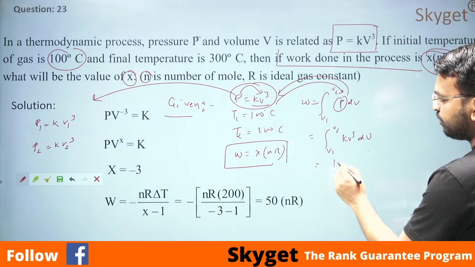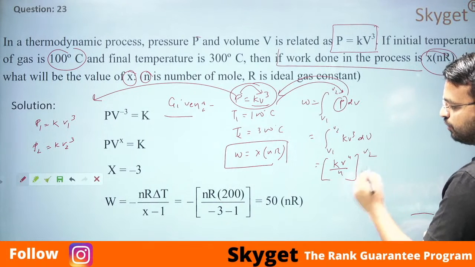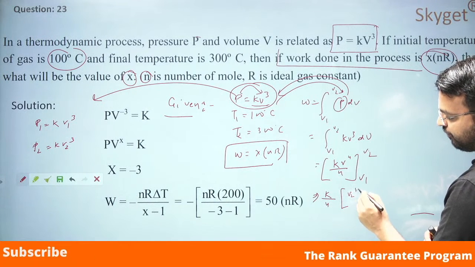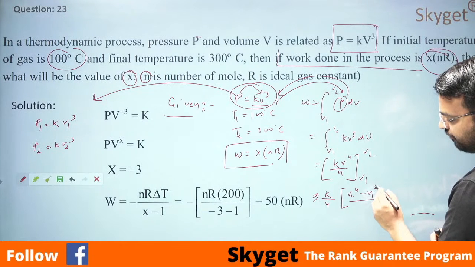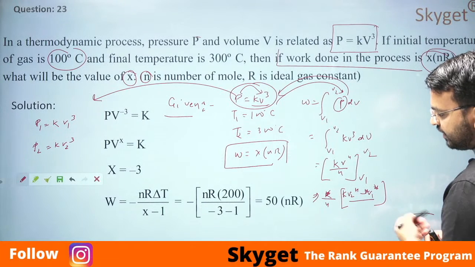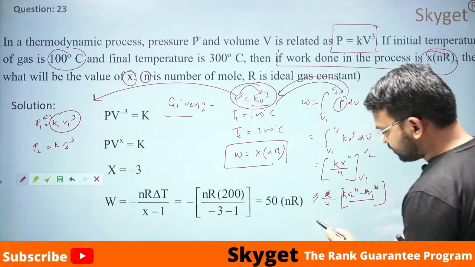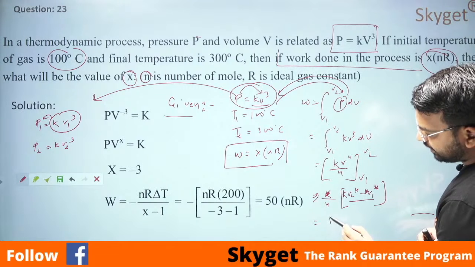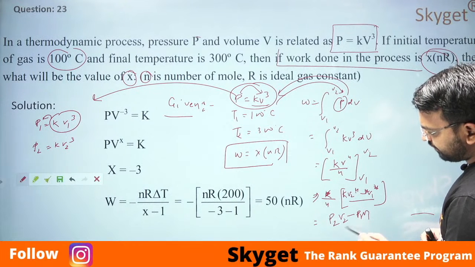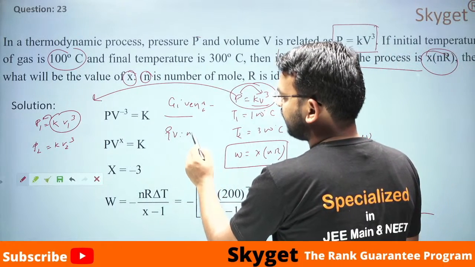So when I place this, I am going to have K times V power 4 divided by 4 from V1 to V2, and I can place this value. So K by 4 into (V2 power 4 minus V1 power 4). Now if you multiply K inside, just now I told you that K into V1 cube is P1. So since we have power 4, I can write (P2 V2 minus P1 V1) divided by 4, and we already know that PV is equal to nRT.